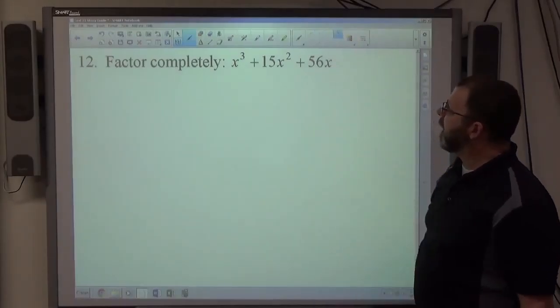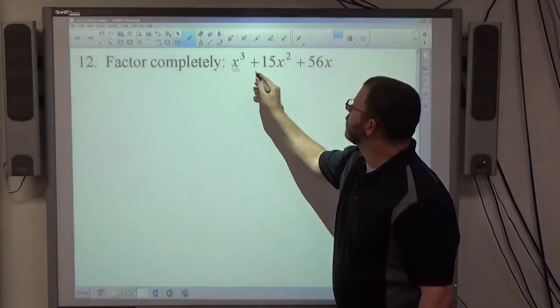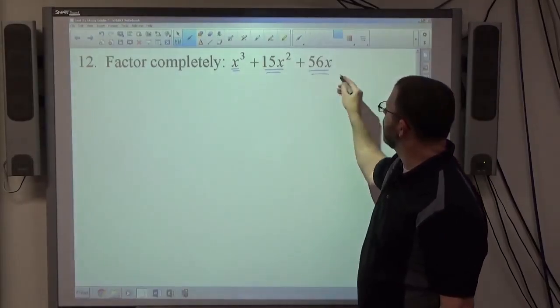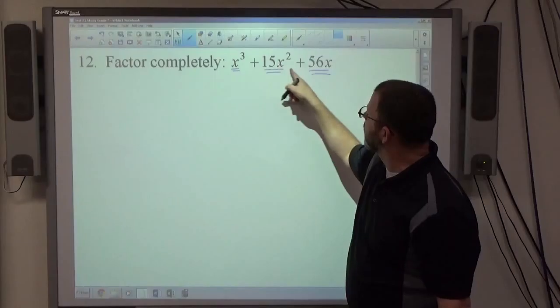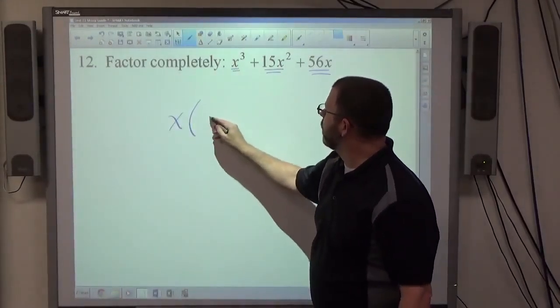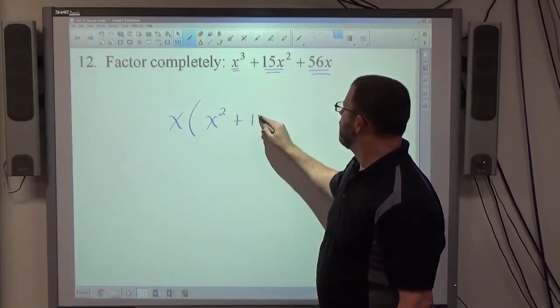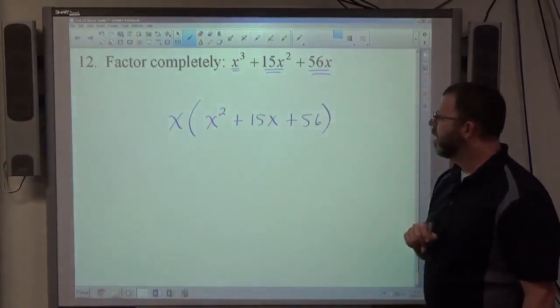Number 12, factor completely. It's a trinomial, x cubed plus 15x squared plus 56x. First thing we always look for is greatest common factor, which every term contains the letter x. So if I take an x out, I'm going to be left with x squared for the first, 15x for the second, and plus 56 for the last.